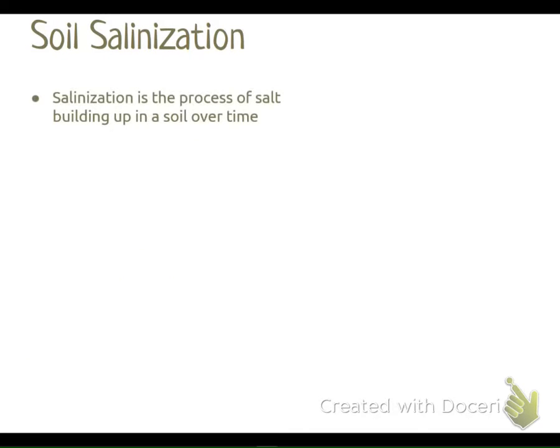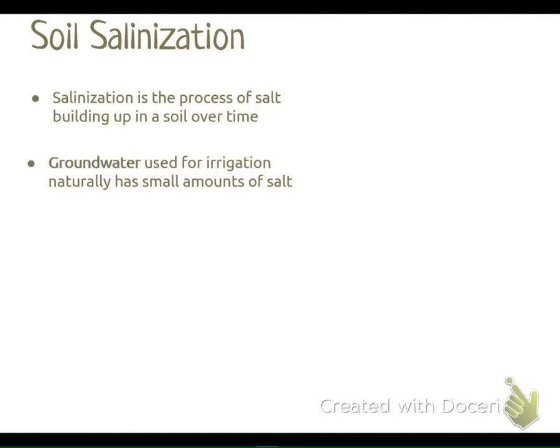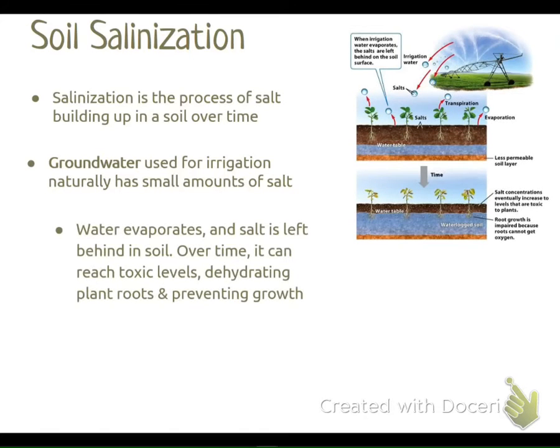Soil salinization is another problem with irrigation, where salt builds up over time. If groundwater is used for irrigation, there is a small amount of salt in it. If river water is used, there's a small amount of salt in it. And when the water evaporates, the only thing that evaporates is the distilled water. Salt doesn't go up, just the water. And therefore, salt is left over time.